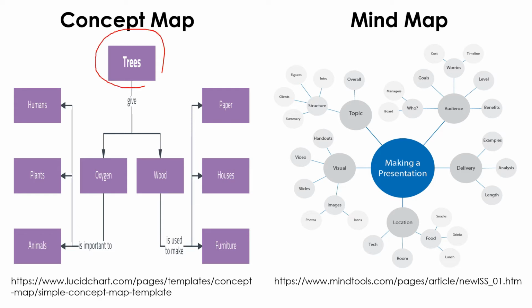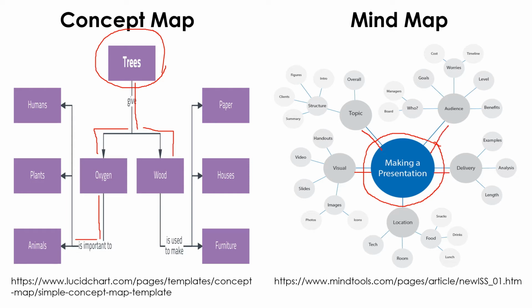This is the parent topic. And then this is further branched out into 2 key topics, oxygen and wood. And then each key topic is further branched out into subtopics. So this is the top-down hierarchical structure. Meanwhile, for the sample on mind map, we have here a central topic making a presentation written within a big circle. And this is a radial structure because the subtopics branched out from different directions around the central topic.